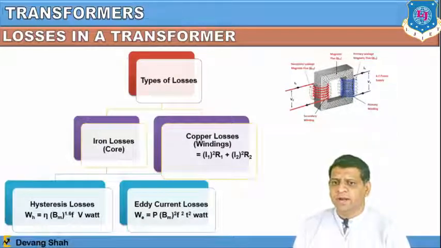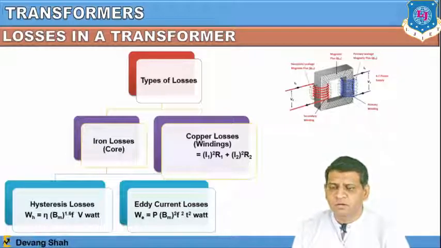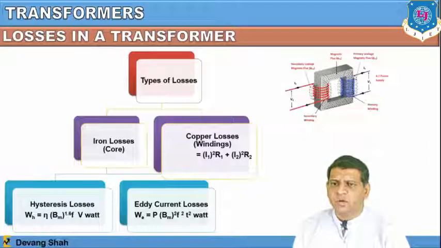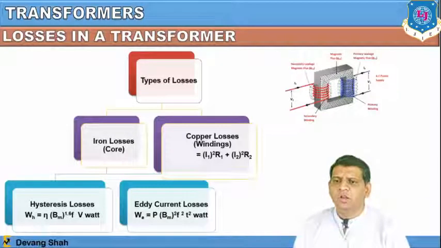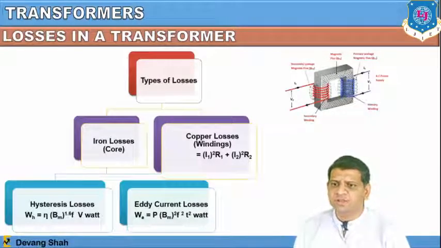Now the equation of copper loss is simply the equation of power: I1 square into R1 is called the copper loss in the primary winding, and I2 square into R2 is called the copper loss in the secondary winding. So copper loss is equal to I1 square into R1 plus I2 square into R2, where I1 is the current flowing in the primary winding, I2 is the current flowing in the secondary winding, and R1 and R2 are the resistances of the primary and secondary winding respectively. In the same way, if we further discuss the iron losses, which are again of the core, they are related to hysteresis losses and eddy current losses. So there are two separate equations you can see here.